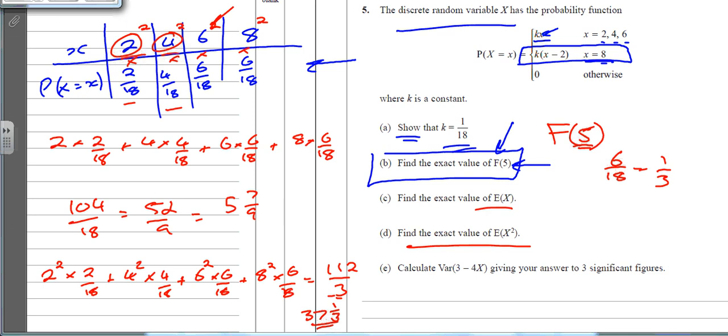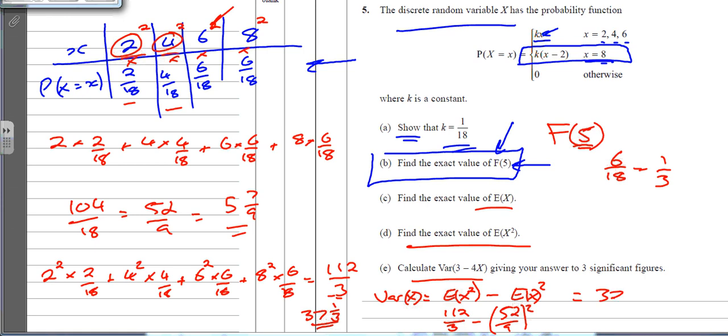So again, that's E of x squared. Right, now we've got to work out the variance. There's a couple of ways of doing that. First of all, let's just work out the normal variance. The normal variance we know is E of x squared minus E of x, squared. E of x squared we just worked out was 112/3, and we're going to take away the expected value of x, which was 52/9, squared. In doing so, we get 320/81.